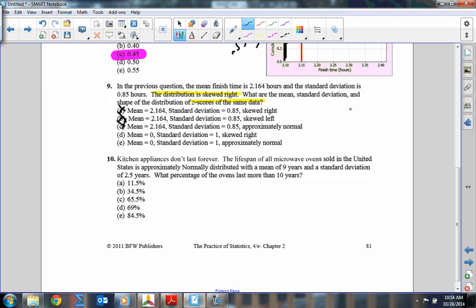Well, when you do the z-score, remember z equals x minus x bar over standard deviation. So that could be s or sigma, depending on what we're doing. What I'm doing is I'm subtracting something from it, and I'm dividing by it. And we learned that to the distribution, if you multiply or divide, it doesn't alter the shape. It might change the values, but it doesn't change the shape. So this is going to stay skewed to the right. So the choice we wanted is D.